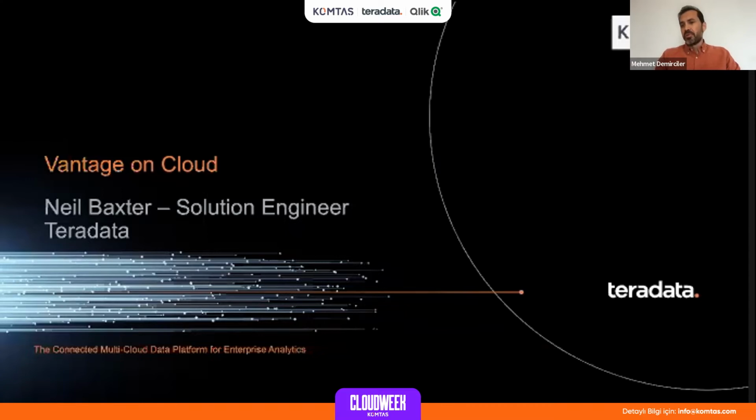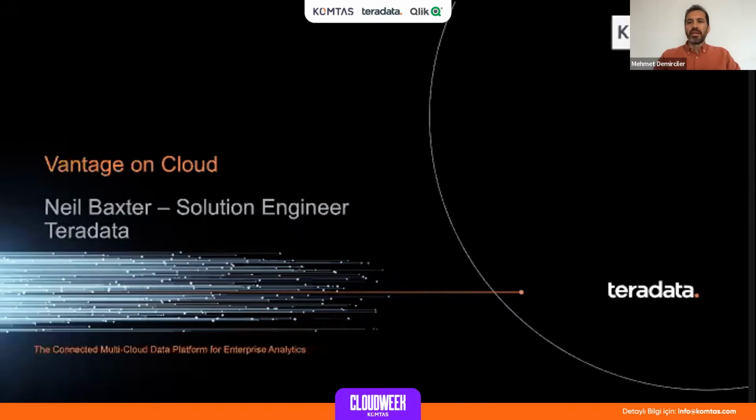Bugünkü session'ı ikiye ayırdık. İlk bölümde Türkiye'deki tek yetkili distribütörü olduğumuz teknoloji ortağımız Teradata çözümlerinden, ikinci bölümde de yine Türkiye Master distribütörü olduğumuz Qlik çözümlerinden bahsedeceğiz.